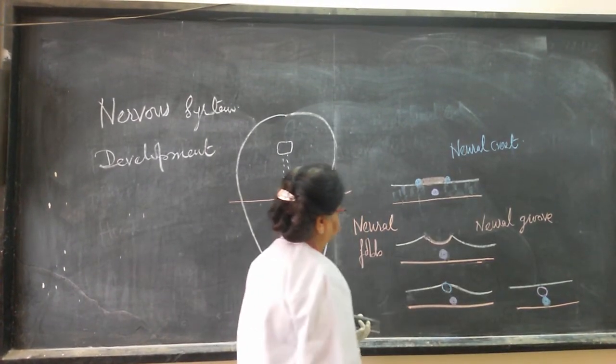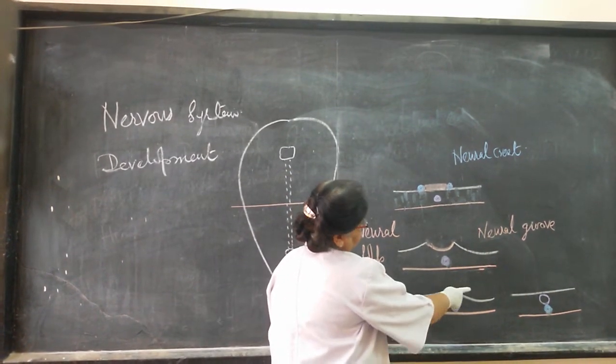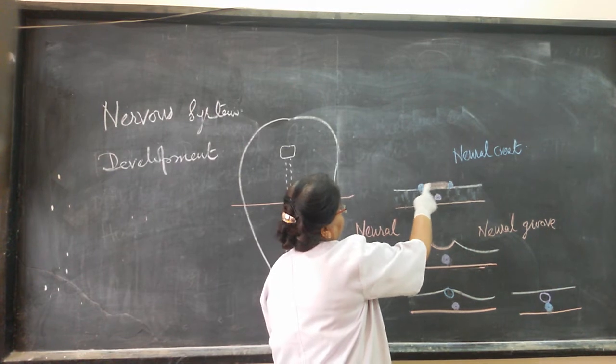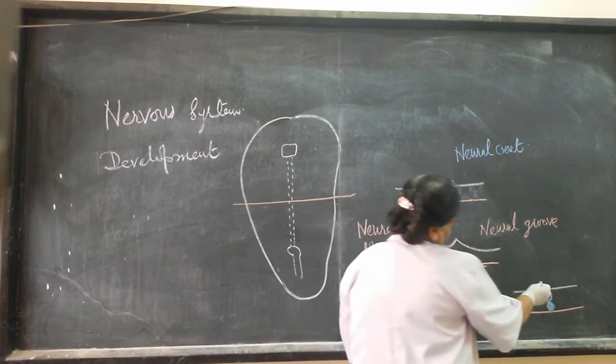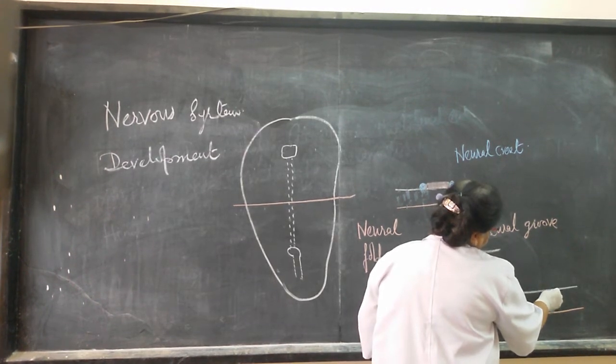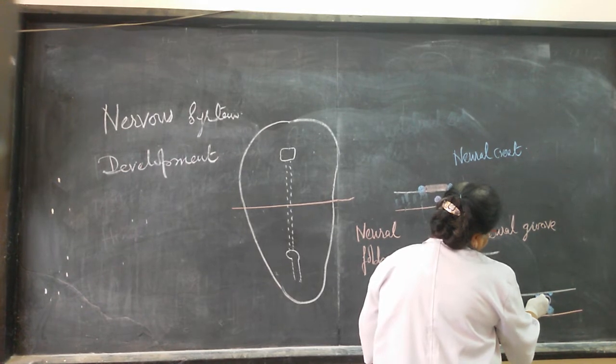Neural crest. With the detachment of the neural tube from the surface ectoderm, the neural crest also gets detached and comes to lie dorsolateral to the neural tube.